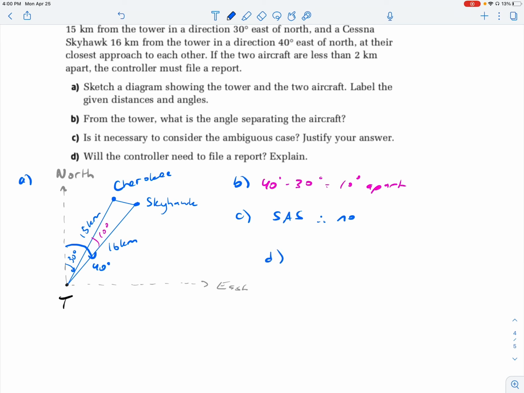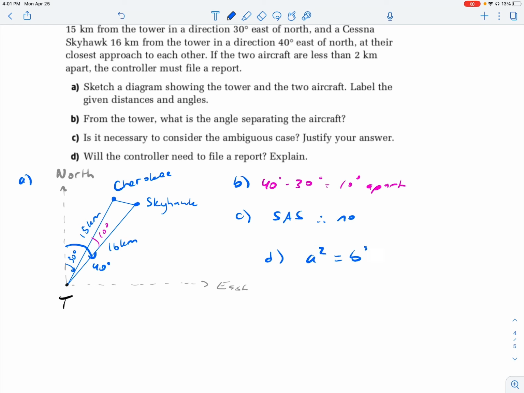Okay, lastly, part D. Will the controller need to file a report? So we're looking for this distance right in between. So I'm given this side length, and the angle in between. Whenever you have side, angle, side, you should always use cosine law. So when you have two side lengths and the angle in between, kind of like a sandwich, always think using cosine law. Cosine law basically says it's going to look like this.